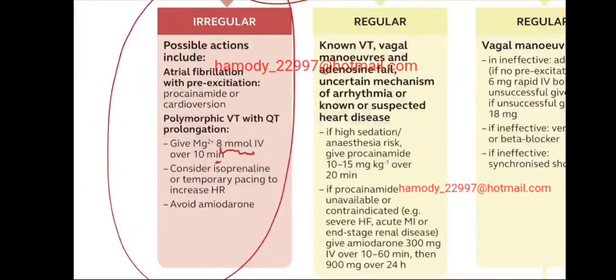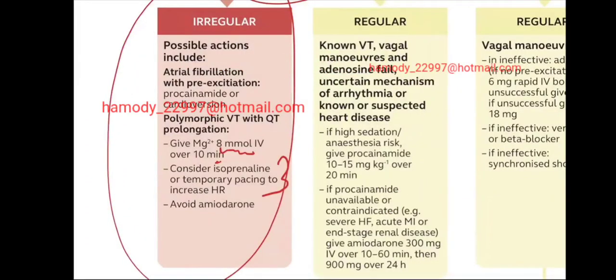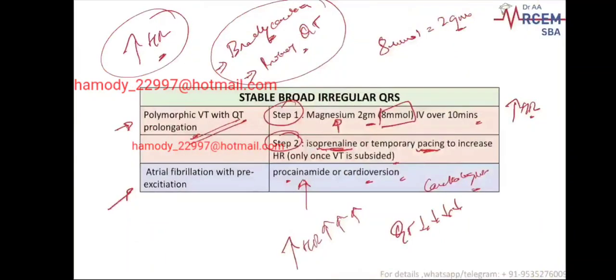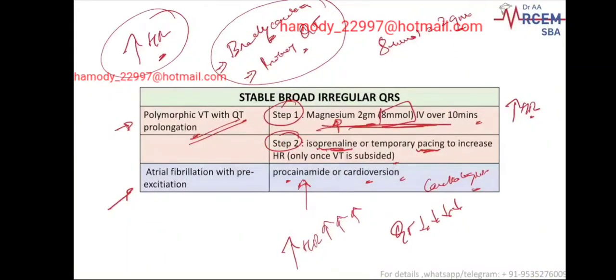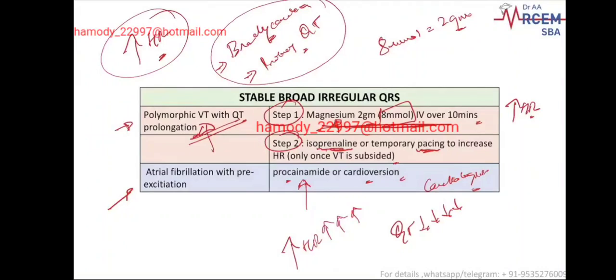So you can see here, consider isoprenaline. So this is not the first step what they're telling you. The first step still remains the same, giving magnesium. Do not give it when the patient is having a polymorphic ventricular tachycardia. It will be disastrous.